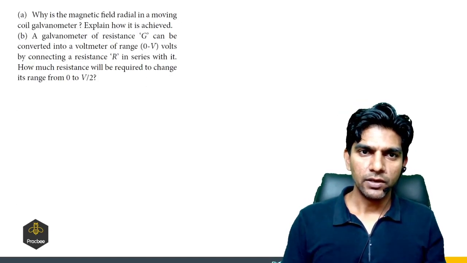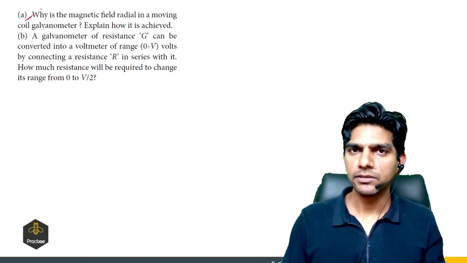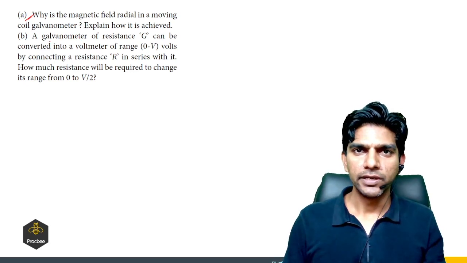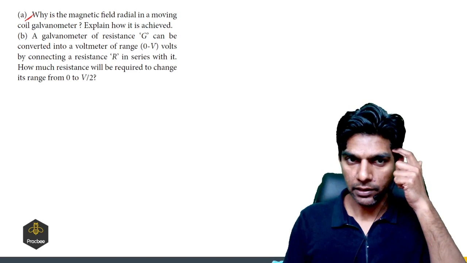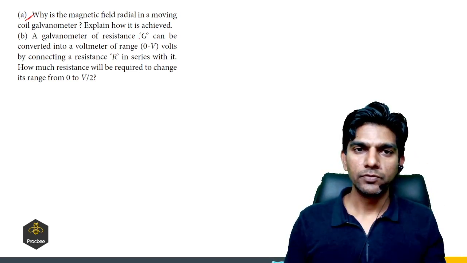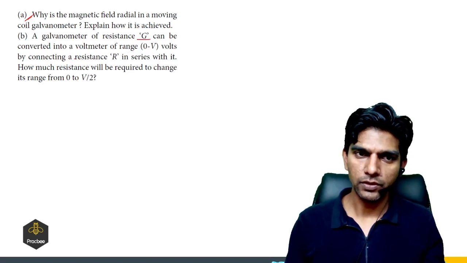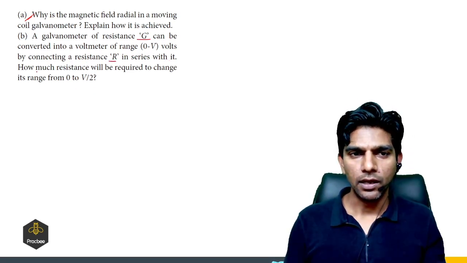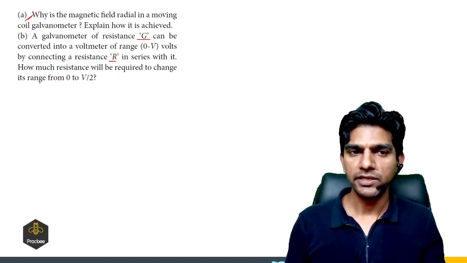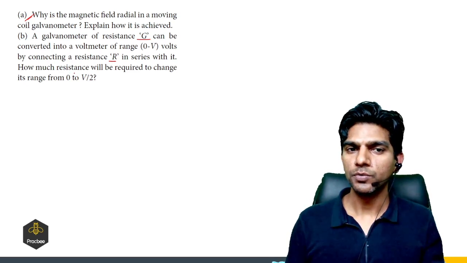Right, so now let us see the question. Why is the magnetic field radial in moving coil galvanometer? That we have already discussed. So that the magnetic field and the area of the loop are parallel to each other. A galvanometer of resistance G can be converted into voltmeter of range 0 to V volts by connecting a resistance R in series with it. How much resistance will be required to change its range from 0 to V by 2?